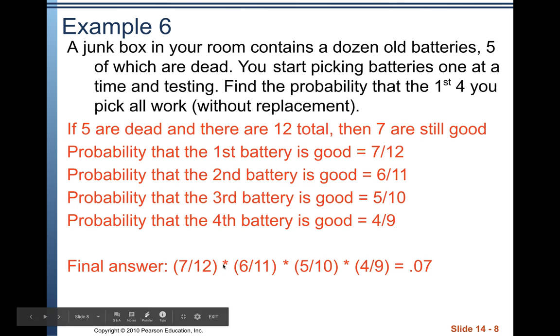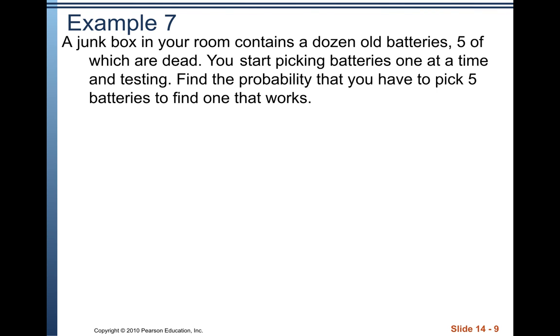When I did this, I literally put these fractions into Desmos just like this: 7 out of 12 times 6 out of 11 times 5 out of 10 times 4 out of 9, and I got 0.07 as an answer. The key with this is without replacement. Let's do one more example.